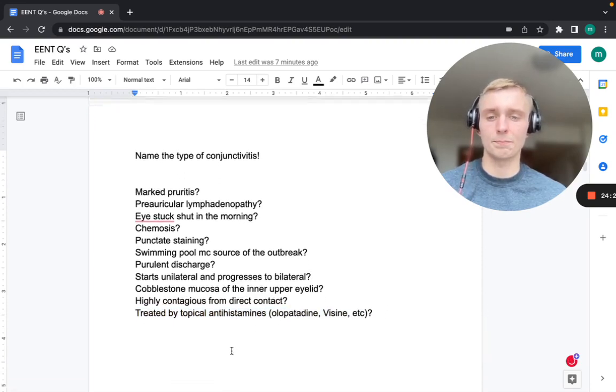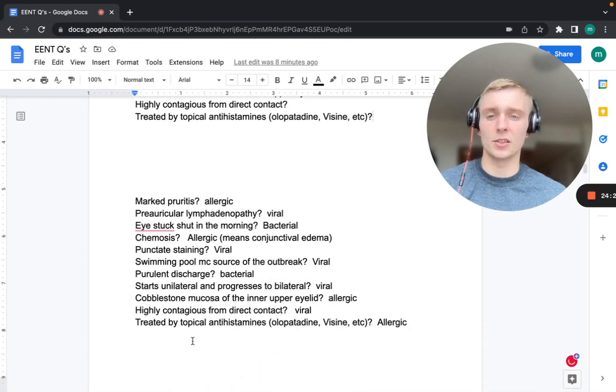So the answers here: marked pruritus, allergic. Allergic is going to be very itchy. Preauricular lymphadenopathy, that's classically viral. They'll definitely give you one with preauricular lymphadenopathy going from one side of the eye to the other. Eye stuck shut in the morning, bacterial.